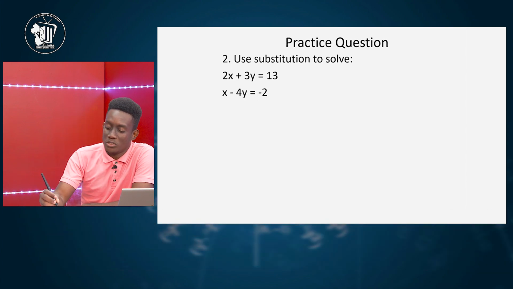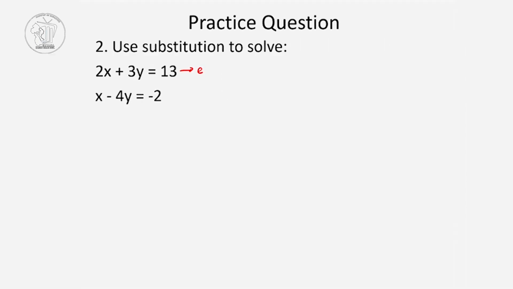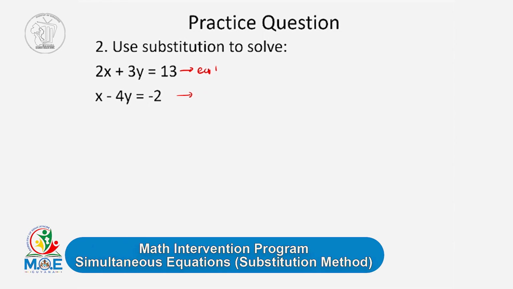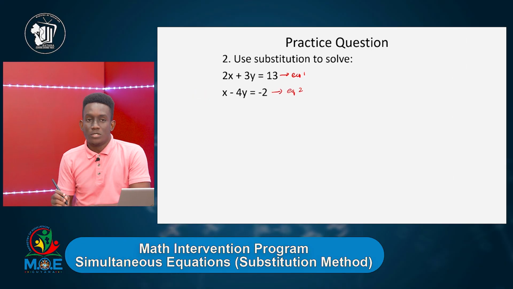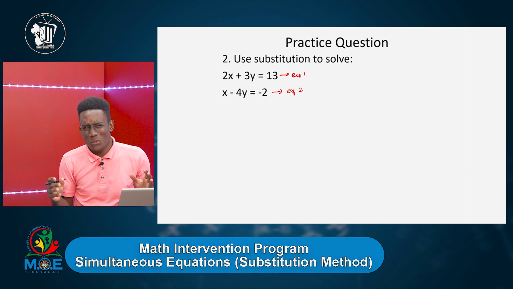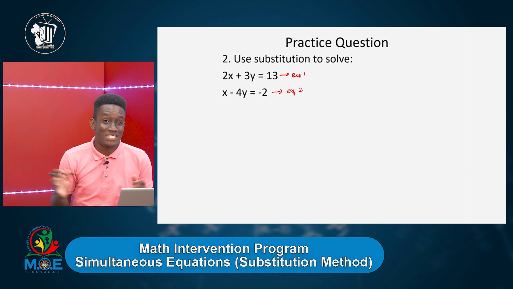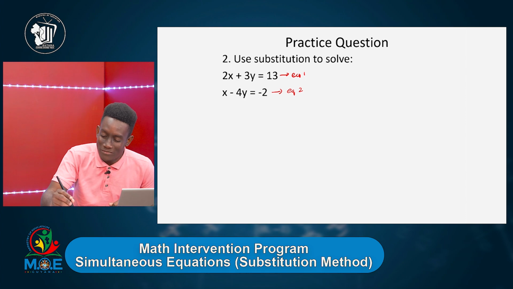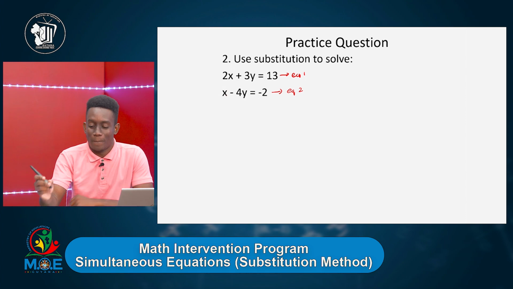So the first thing we want to do is label the equations to give them names. So this will be equation 1, and this will be equation 2. The first thing we need to do is identify which variable is by itself, to see if the substitution method is a nice and easy method to use. So we see we have x by itself here. So what we can do is make x the subject.